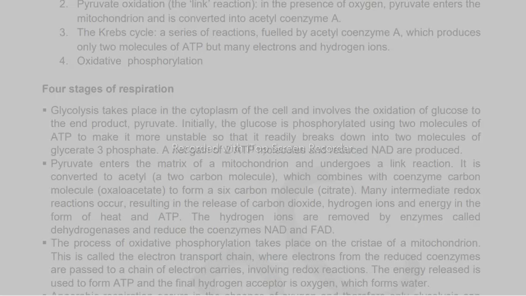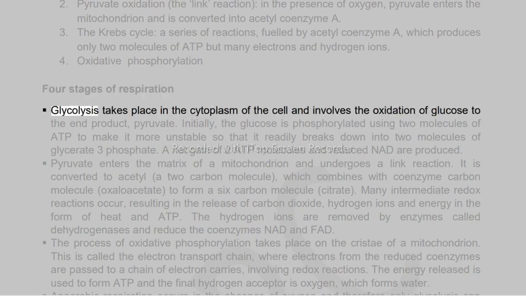2. Pyruvate oxidation, the link reaction, in the presence of oxygen. Pyruvate enters the mitochondrion and is converted into acetyl coenzyme A. 3. The Krebs cycle, a series of reactions fueled by acetyl coenzyme A, which produces only 2 molecules of ATP but many electrons and hydrogen ions. 4. Oxidative phosphorylation. Four stages of respiration.